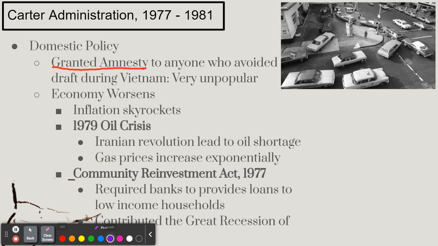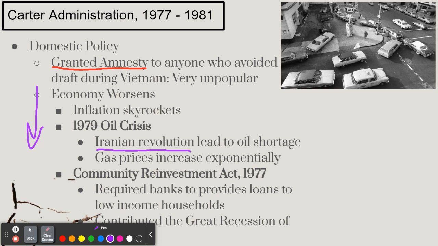The other issue that he has, the economy continues to sink. Inflation skyrocketed under him. It got even worse. That's because there's another oil crisis that happens. So if you look up here, lines at this Gulf station to get like 2 gallons of gas. That is because, and again, we're going to go over this a little later, that is because of the Iranian Revolution. Iran has a revolution. The U.S.-friendly dictator in Iran is overthrown, and Iran instantly becomes an enemy of the United States, and they stop selling us oil. This causes gas prices to just absolutely skyrocket.